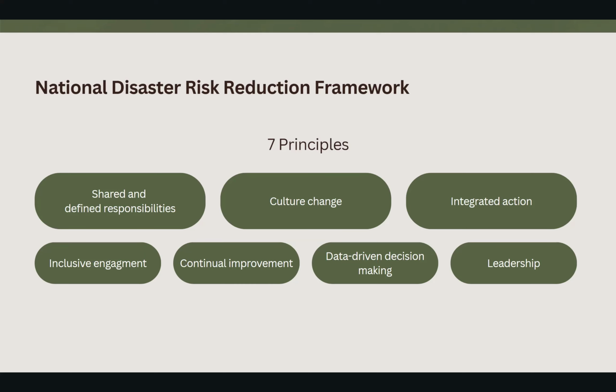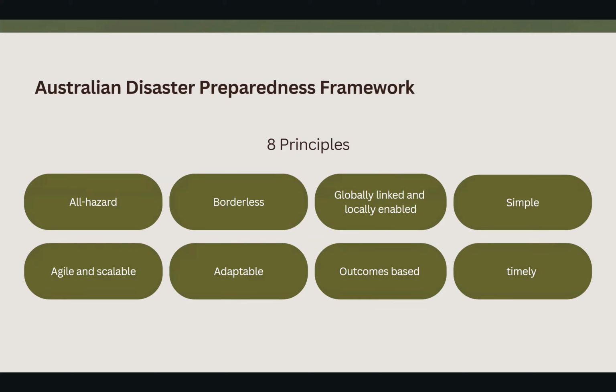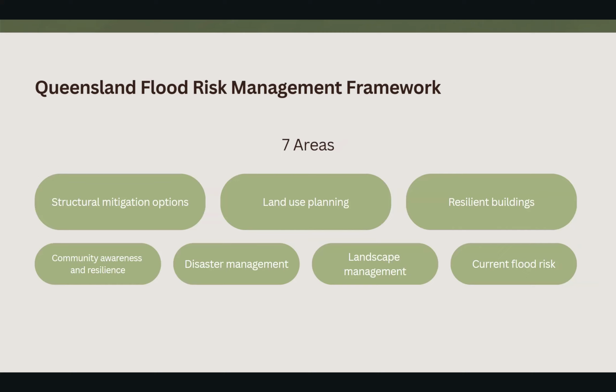And next, the Australian Disaster Preparedness Framework. It has 8 principles, which are all hazard, borderless, globally linked and locally enabled, simple, agile and scalable, adaptable, outcomes-based, and also timely. And the Queensland Flood Risk Management Framework has 7 areas to consider, which are structural mitigation options, land use planning, resilient buildings, community awareness and resilience, disaster management, landscape management, and also current flood risk.